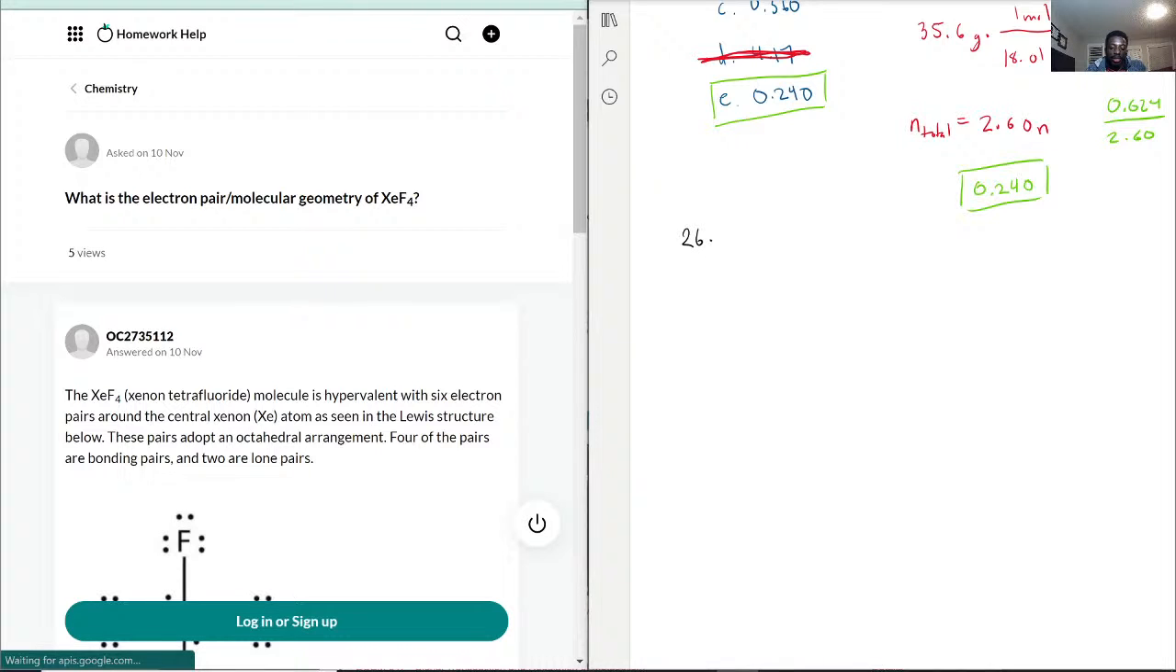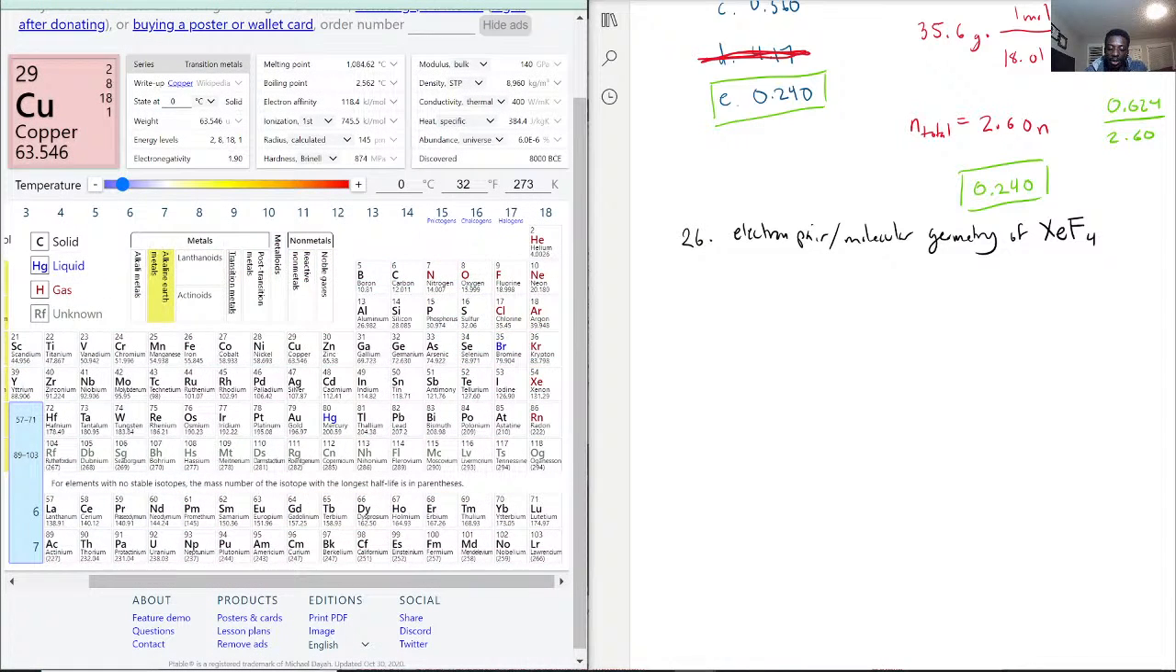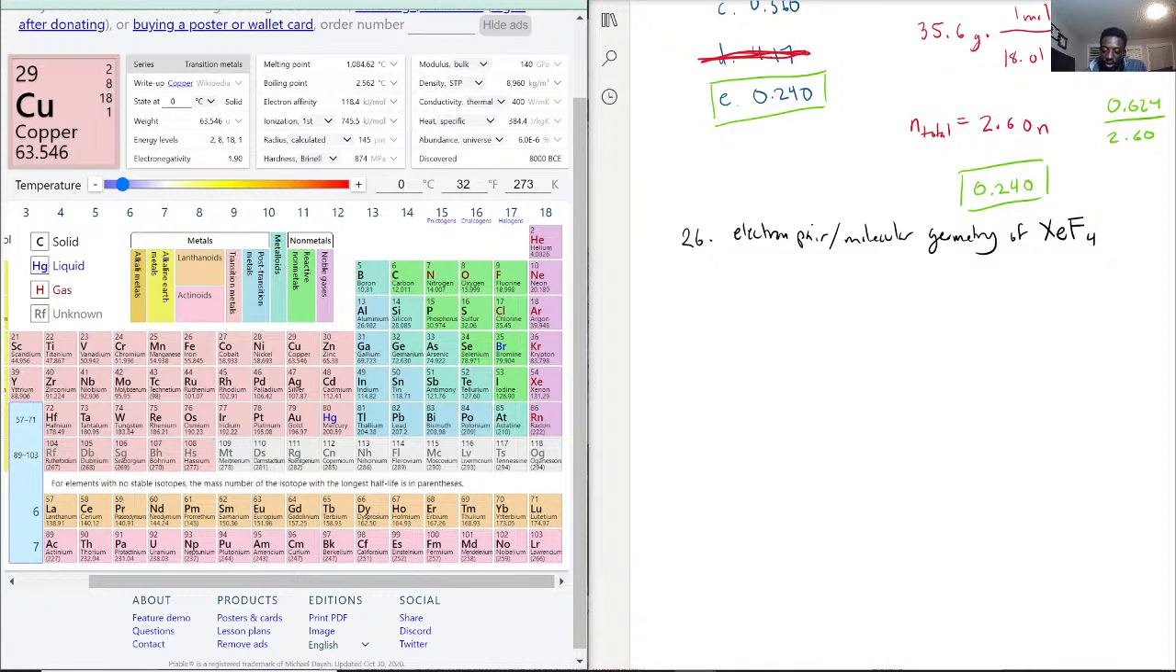What is the electron pair molecular geometry of xenon? Wow. Okay, xenon tetrafluoride. Didn't even know that was something that's possible. But you remember our best friend sulfur? Well, it turns out sulfur is not the only one that can do that. So with that being said, though, xenon.